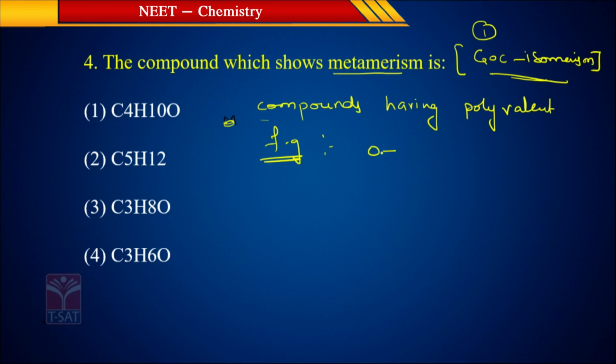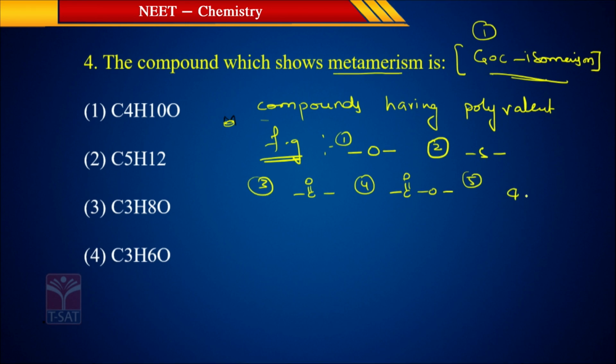Polyvalent means the valency of the functional group may be more than one, like oxygen. The oxygen can be bonded from both sides, it can form two bonds, right? That is why it is polyvalent, particularly a bivalent functional group. Sulfur is also a bivalent functional group. The carbonyl group is also bivalent. The carboxylate group is bivalent. Amines, NH3, primary amine, secondary amine, all these will show metamerism.